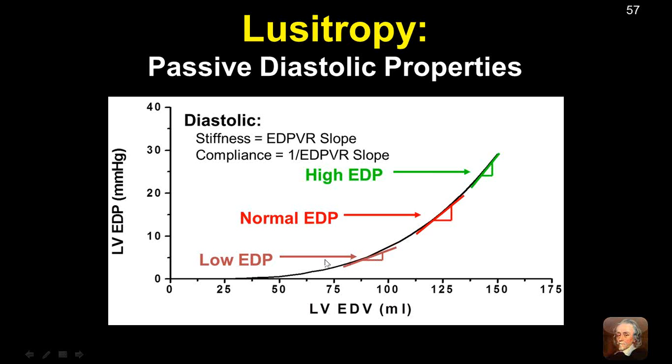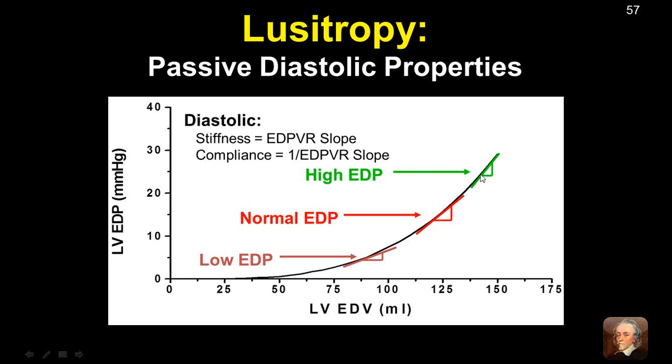So when you're at a low filling pressure, the slope is shallow, so you have a low stiffness and a high compliance. But as you fill the ventricle, you have a higher slope. That means a higher stiffness and a lower compliance. So if you're comparing compliance of one heart to another, first of all, you can't just take the ratio between pressure and volume and call that compliance, because that will not be the local slope of the line.